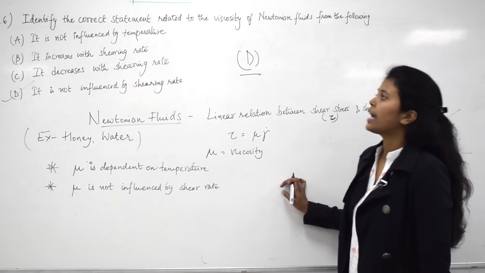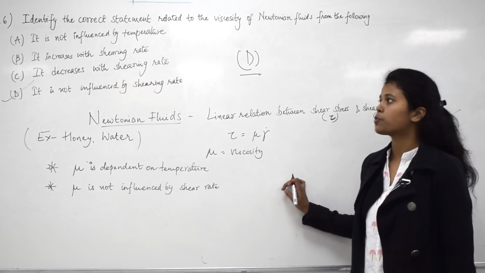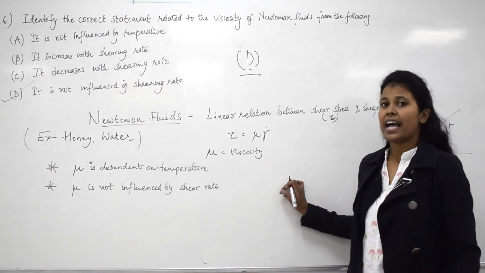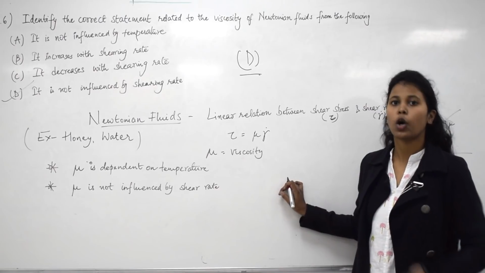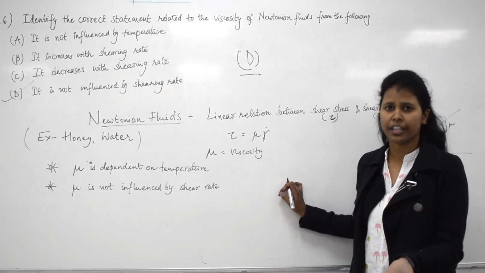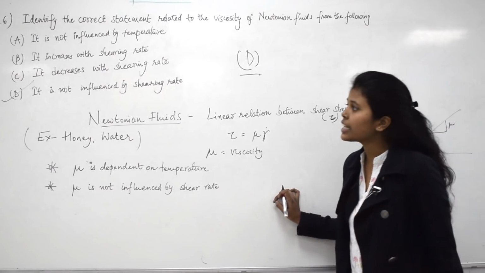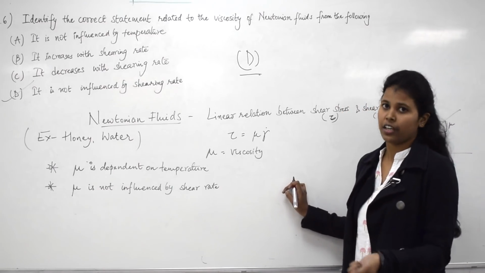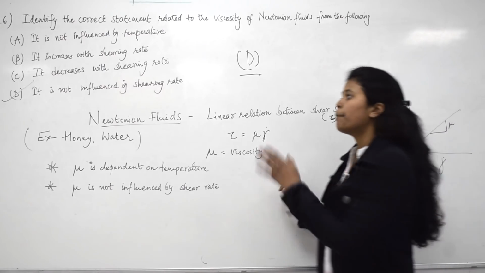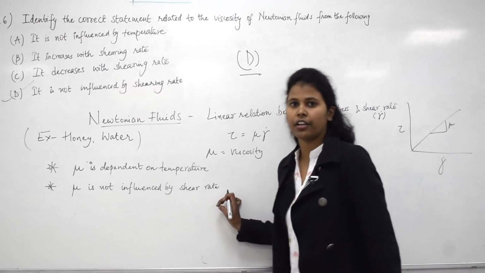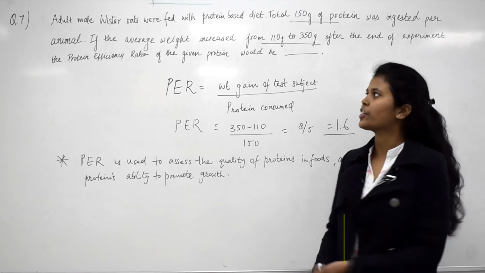Option B is it increases with shearing rate, and option C, it decreases with shearing rate. As I told you, mu, that is viscosity, always remains constant for a particular shearing rate. So it is not going to be affected by change in shearing rate. Option D is it is not influenced by shearing rate. That is the correct option because mu is always constant for shearing rate. Now let's see question 7.